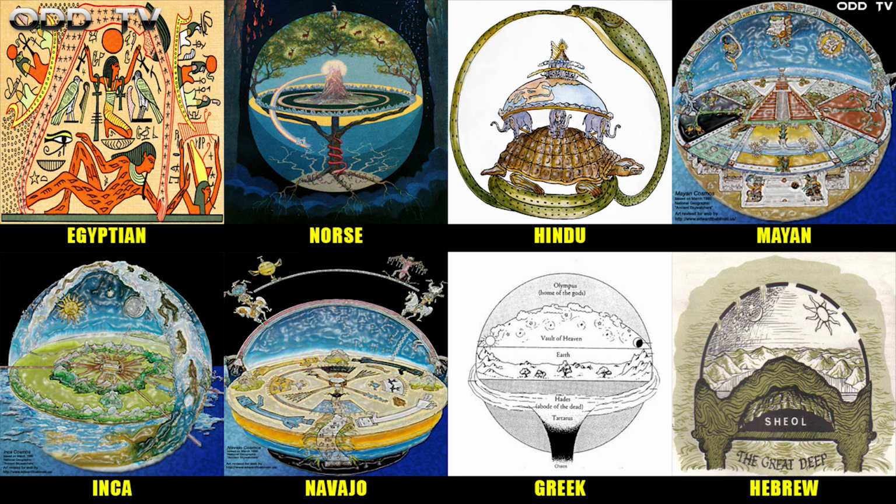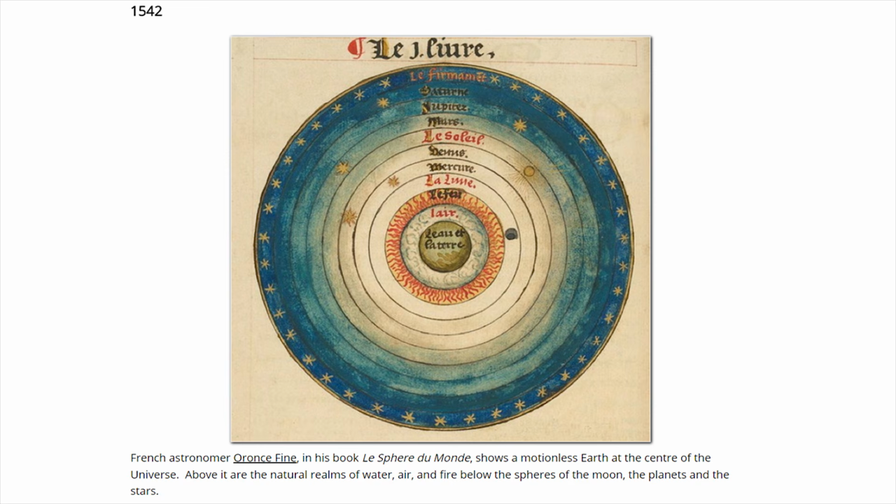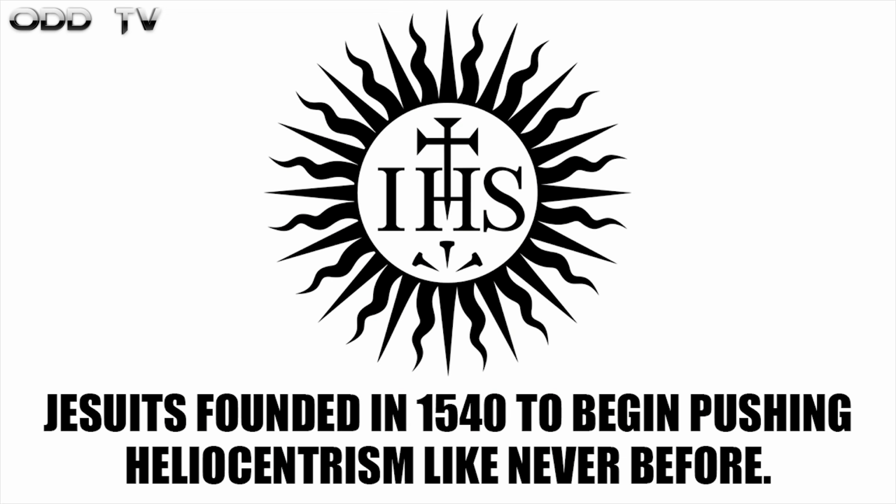So, we have all those, and here we have a 1542 depiction with Earth in the centre, followed by the 7 planets of the universe, aka the wandering stars, and finally, the firmament. This is also called the crystalline heavens, the place of the fixed stars. This is around the time the Society of Jesus, or the Jesuits, were founded in 1540. They are largely responsible for the spread of heliocentrism.